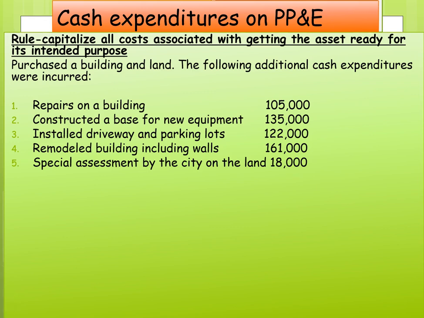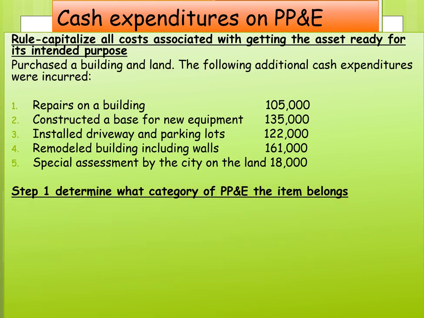We purchased a building and land, and the following additional expenditures were incurred. We repaired the building for $105,000. We constructed a base for new equipment. We installed a driveway, remodeled the building, and we had a special assessment by the city. So the first one, repairs on the building. First what we have to do is categorize these. Where are these going to go?